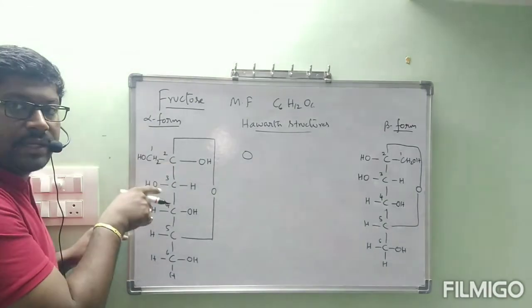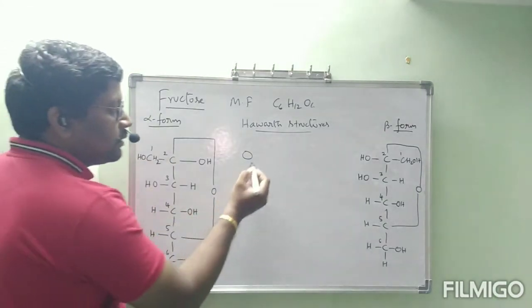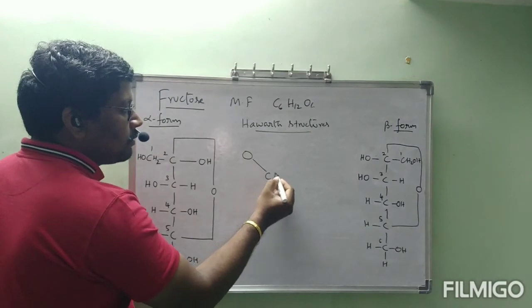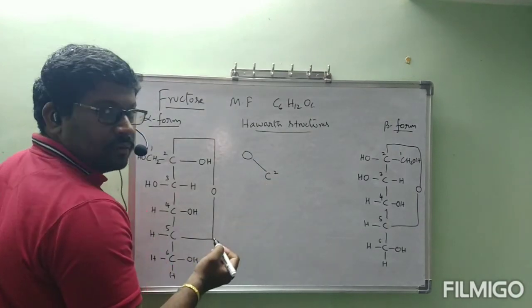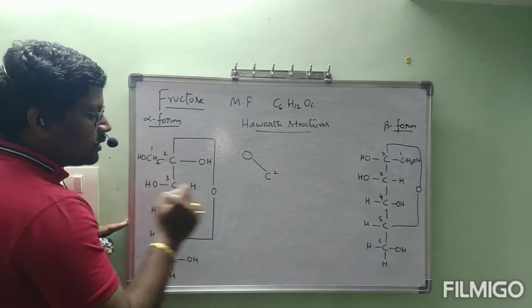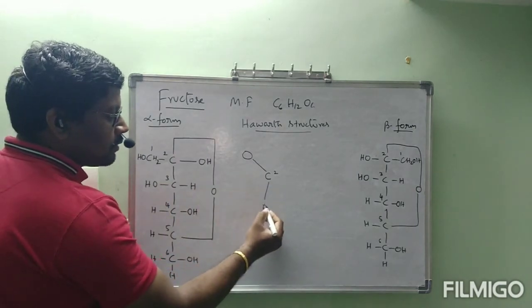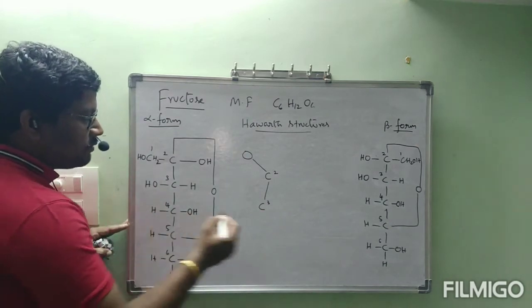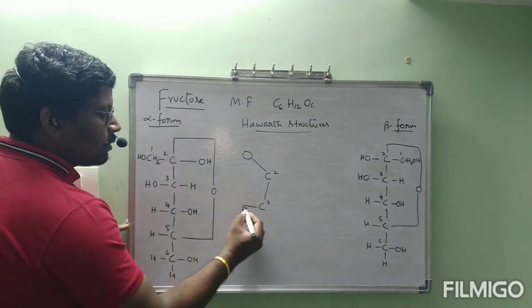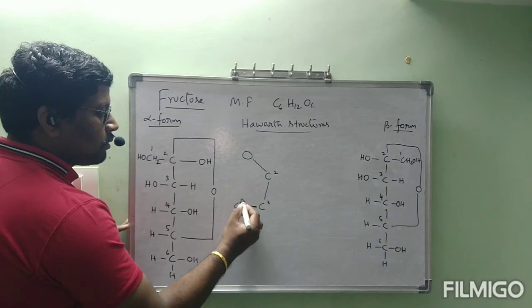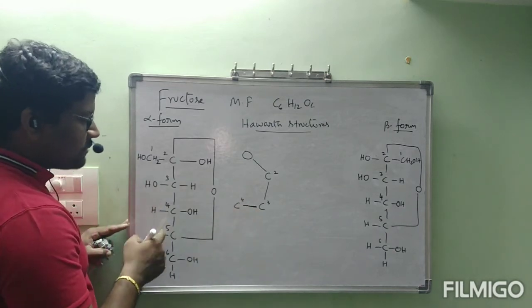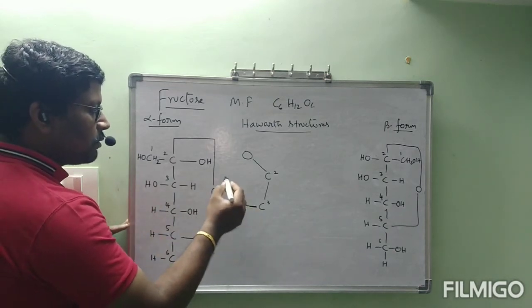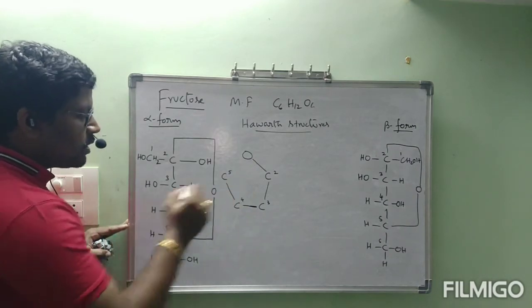Now I am going to write second carbon on the right side. Second carbon is bonded to third carbon. Third carbon is bonded to fourth carbon. Fourth carbon is bonded to fifth carbon. Fifth carbon is bonded to oxygen.